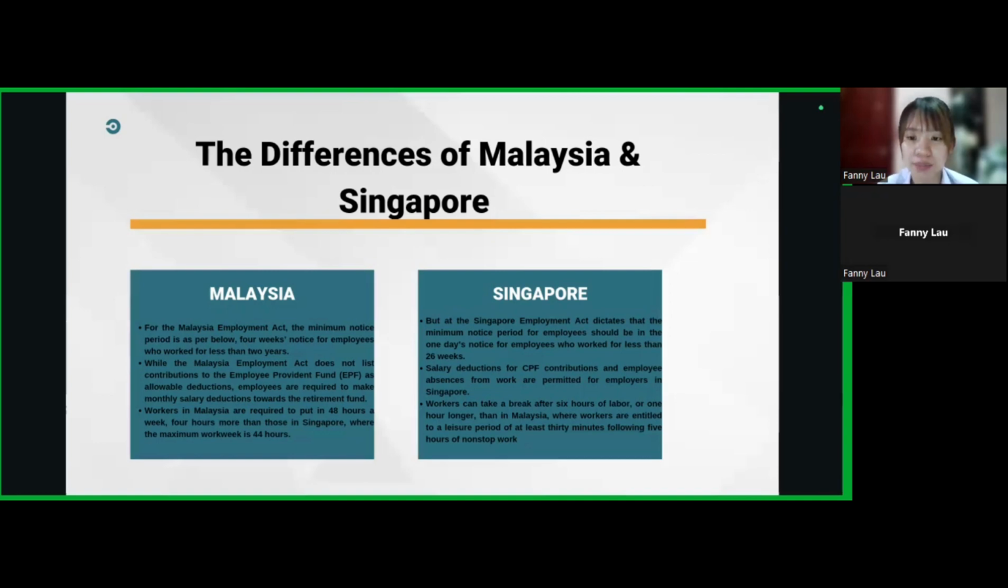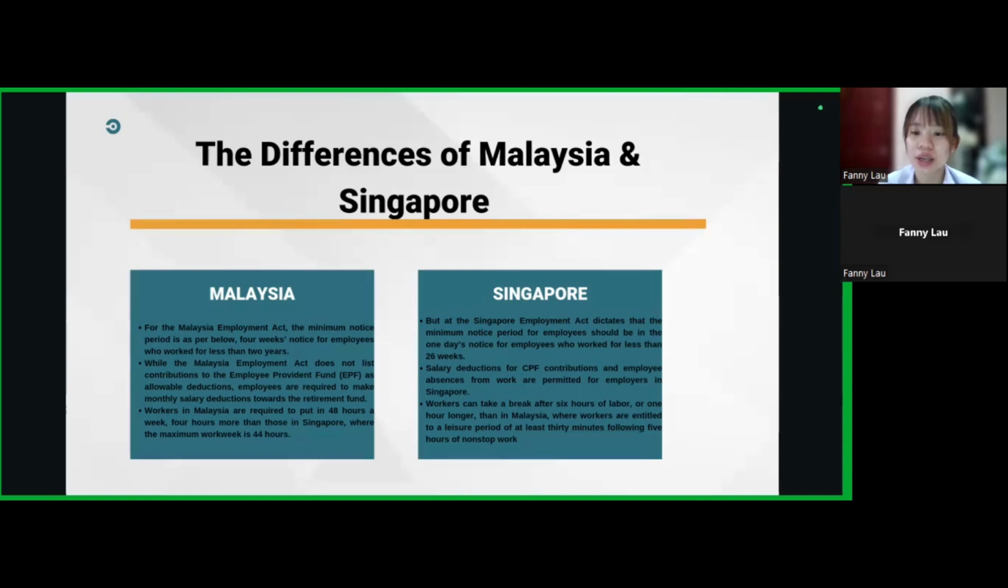Within the Malaysia Employment Act, contributions to the Employees Provident Fund, which we call the EPF, are not listed. As allowable deductions, employees are required to make monthly salary contributions towards the provident fund. When it comes to paying directly for the acquisition of shares, a Malaysian employee needs the employer's consent.